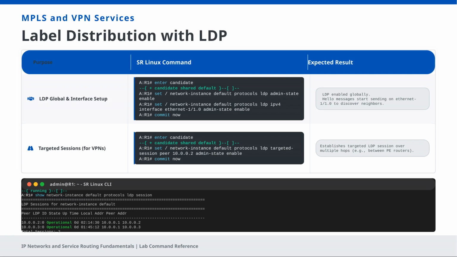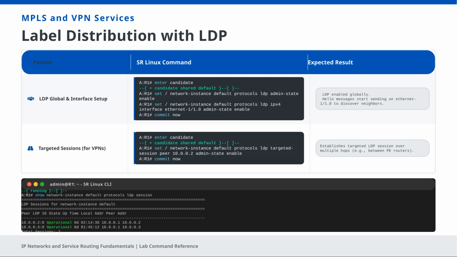LDP typically works alongside an underlying IGP such as OSPF or IS-IS. The IGP provides basic IP reachability through the network, and LDP distributes the labels associated with those reachable prefixes. Together, they allow labeled forwarding across the MPLS domain. It is important to remember that MPLS still depends on a healthy routed network underneath. If the IGP is unstable or the core lacks IP reachability, label-based services will also be affected.